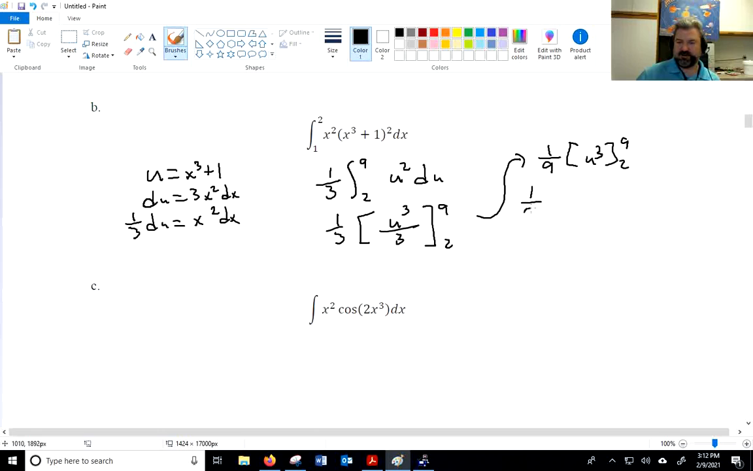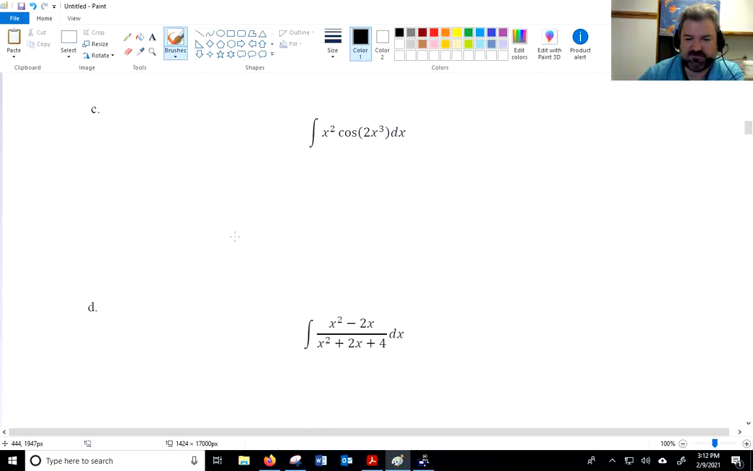I don't know what 9 cubed is, and I don't really feel like finding out right now. I know 2 cubed is 8, though. So anyway, maybe I could distribute the 1/9, and then I'd only have 9 squared, so it would be 81 minus 8 over 9, something like that. But I'll just leave it like that.